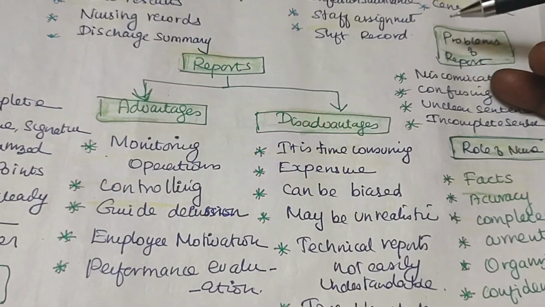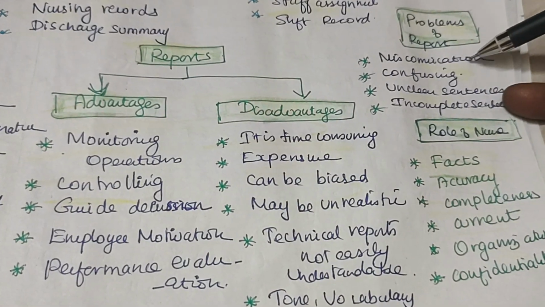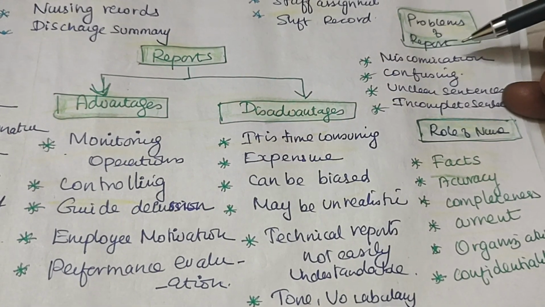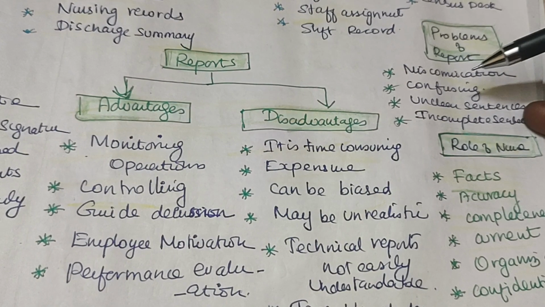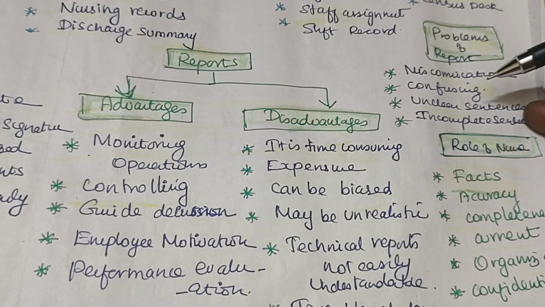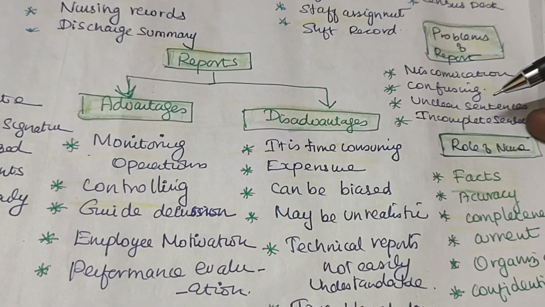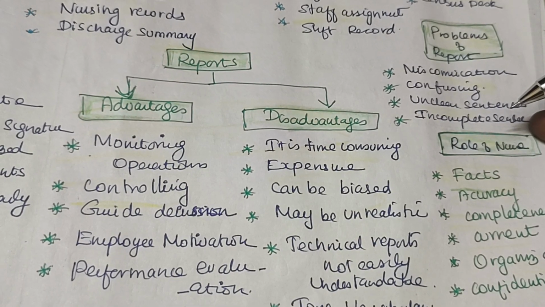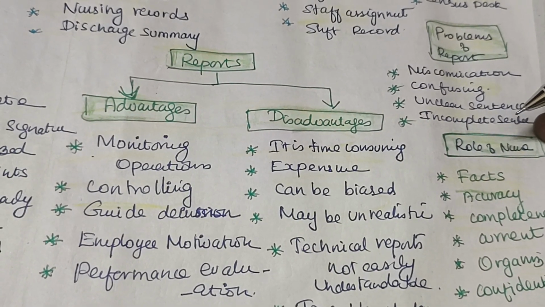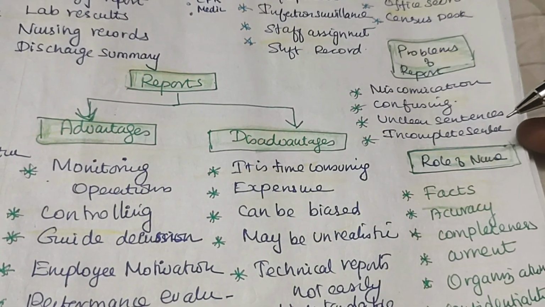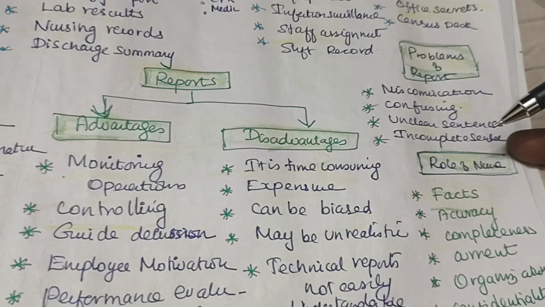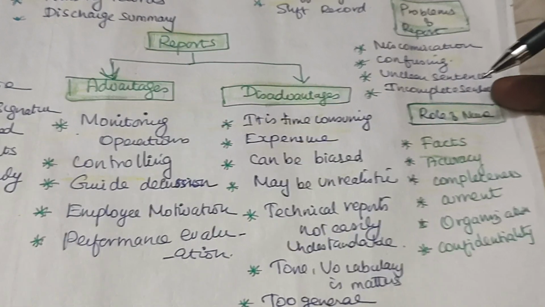Okay, problems in the report. What is the problem? Non-communication. Sometimes miscommunication. You say some words in English. Sometimes there is language miscommunication, and sometimes it's really confusing, with unclear sentences. If your language is not so good, the report will collapse, and incompetent or incomplete sentences will create much problem for the listener.